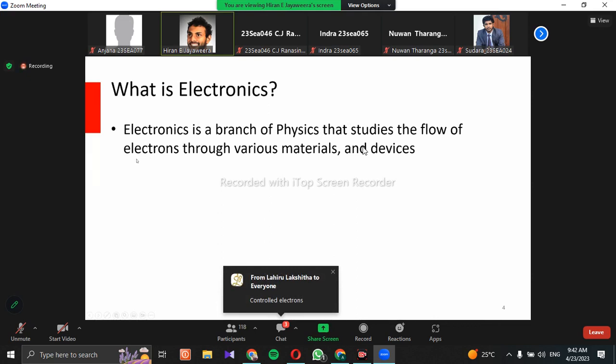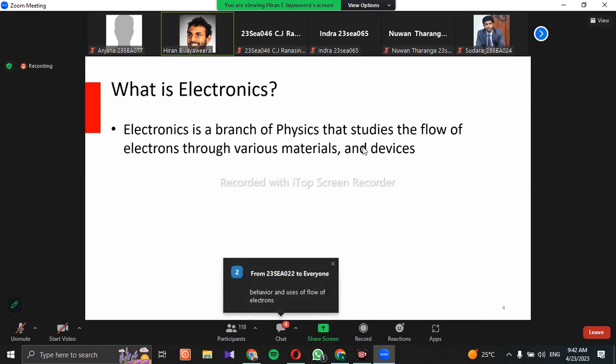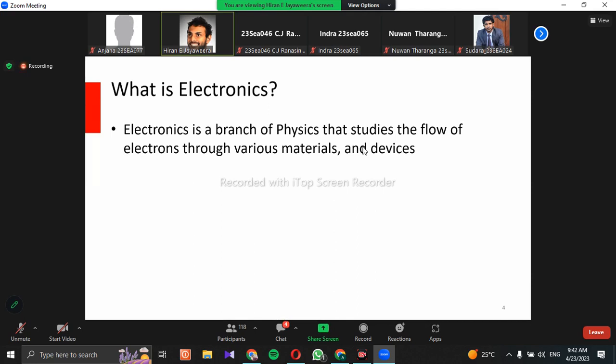And then flow of electrons through various materials and devices. So it's a study of how to control those electrons, or how to control the flow of electrons through different materials and devices. So that is what we do. When we are at the fundamental level, we need to know this one. But when we move to the applied level, we don't even consider how it works. But it's all about the movement of electrons. Just keep in mind.